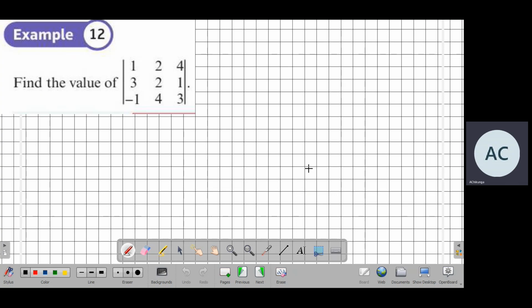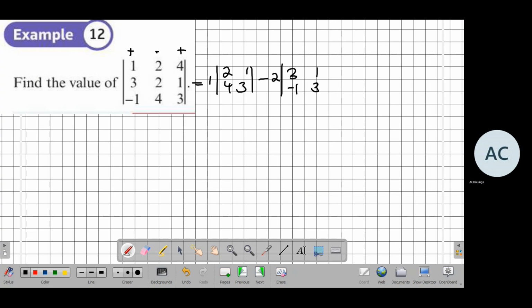Now, what do you think this question is asking you? Find the determinant. Of what? Of the whole thing. To find the determinant of the whole thing, first of all, I want you to appreciate that you do not forget there is a plus here. So the determinant is going to be plus 1. So it's 1, 2, 1, minus 2, 3, 1, minus 1, 3, isn't it? Plus 4, 3, 2, minus 1, 3, 2.